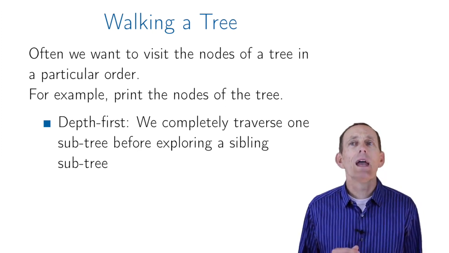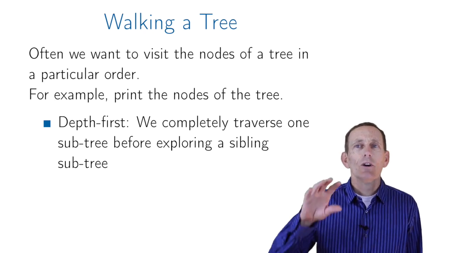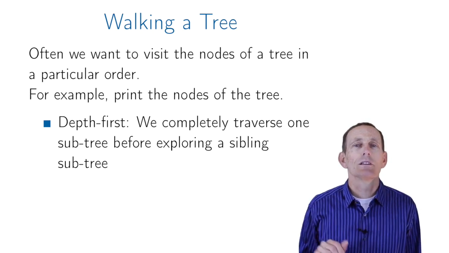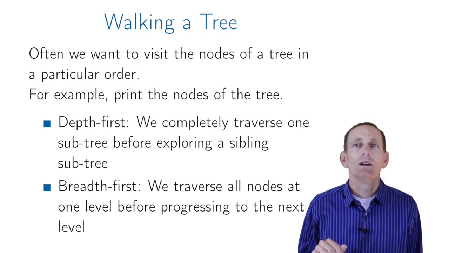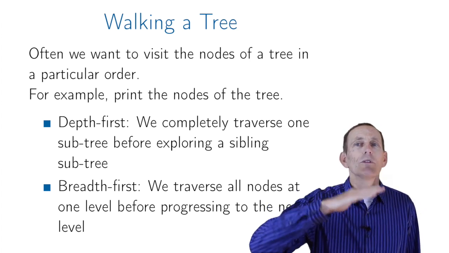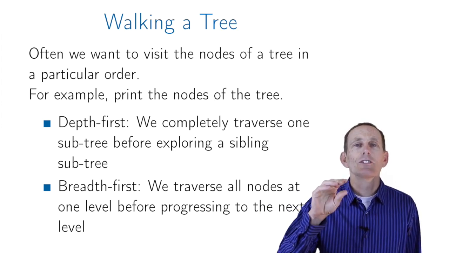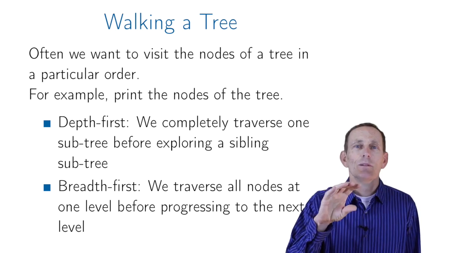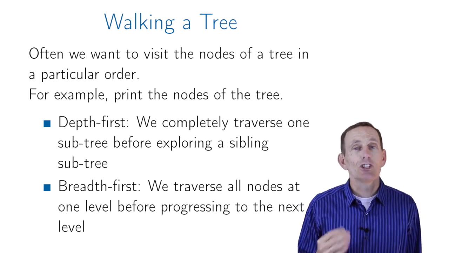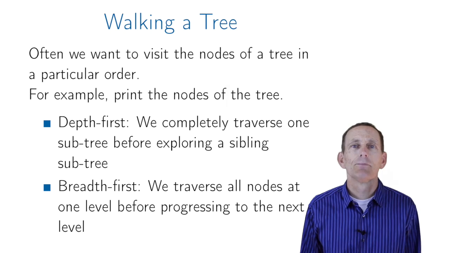There are two main ways to traverse a tree. One is depth first. So there, we completely traverse one subtree before we go on to a sibling subtree. Alternatively, in breadth first search, we traverse all the nodes at one level before we go to the next level. So in that case, we would traverse all of our siblings before we visited any of the children of any of the siblings. We'll see some code examples of these.